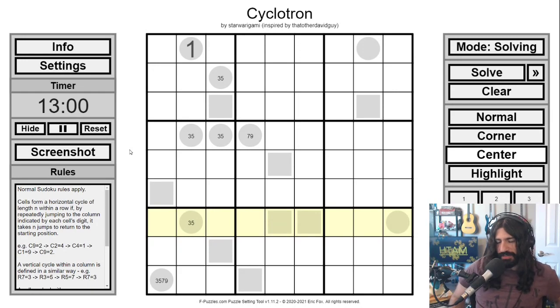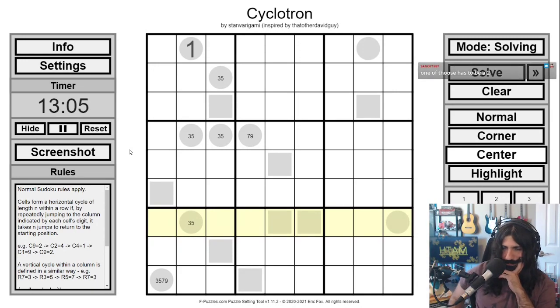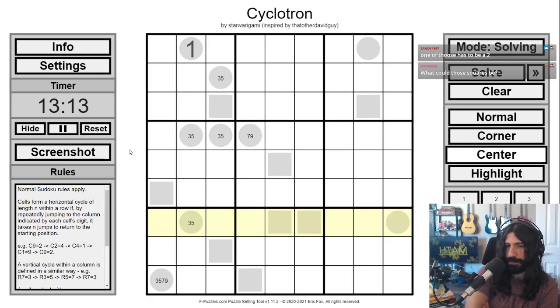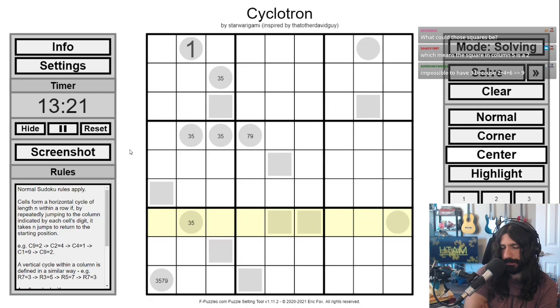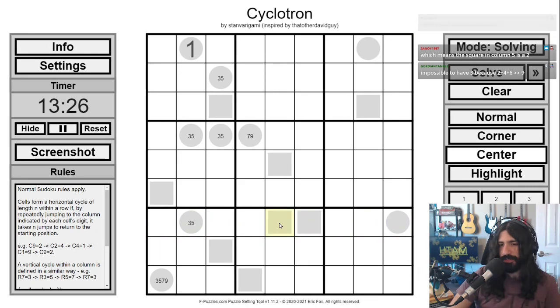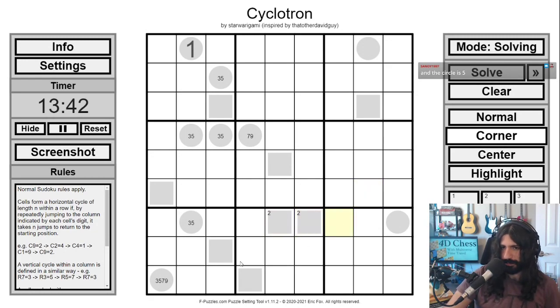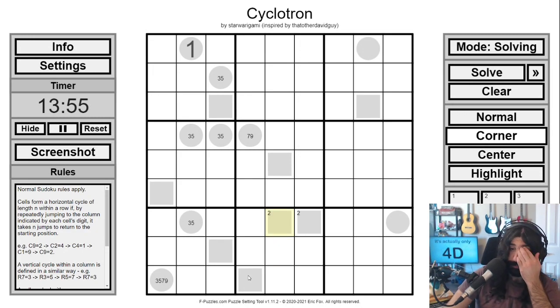So the row cycles, the squares are even numbers. And the cycles are horizontal, right? What could those squares be? So let's figure it out. Well, the even numbers, you've got 2, 4, 6, right? They can't be 4 and 6 because that's 10 total and there aren't 10 cells in the row. So one of these has to be a 2. That's for sure. Which is helpful. So this one can't be a 2. So it's either 4 or 6. That could be 8.